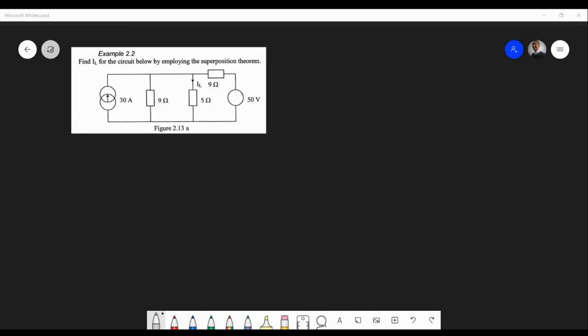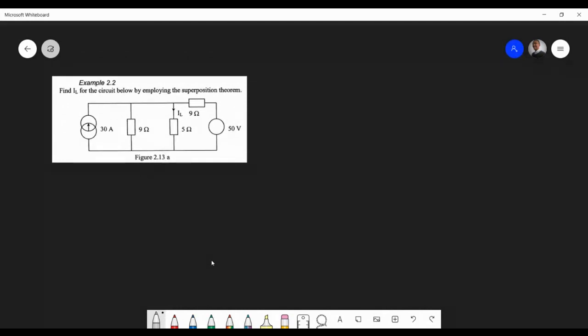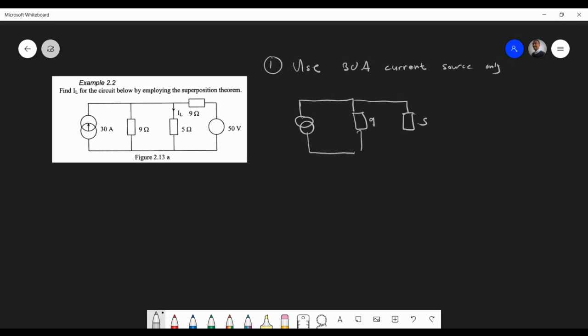Okay, so let's begin. As you can see, we have 2 sources over here, and like I said, what we do is first remove one source and then the other source. So for the first part, we're going to use the 30 amp current source only. Okay, so if that goes, what happens now, we have a new circuit, arguably new, of course.